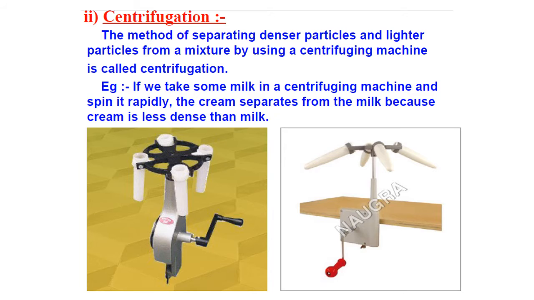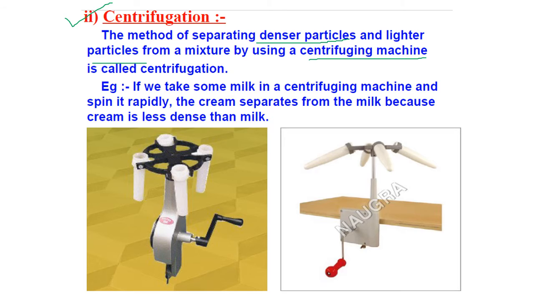So the next process is centrifugation. What is centrifugation? The centrifugation process is used in separating denser particles and lighter particles. Whenever there is a mixture of denser and lighter particles, we can use the centrifugation process. This process is carried out by a centrifuging machine.